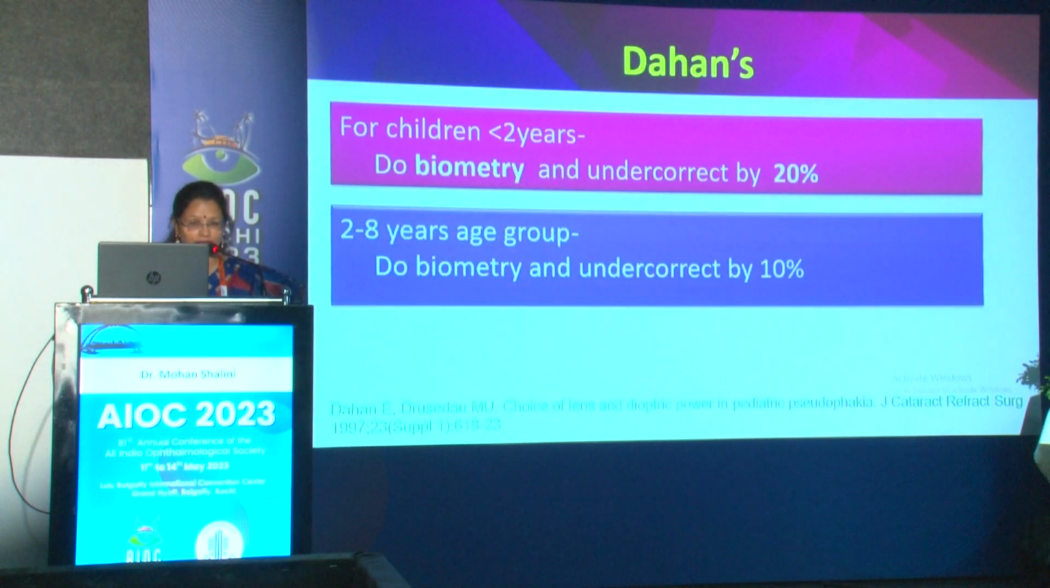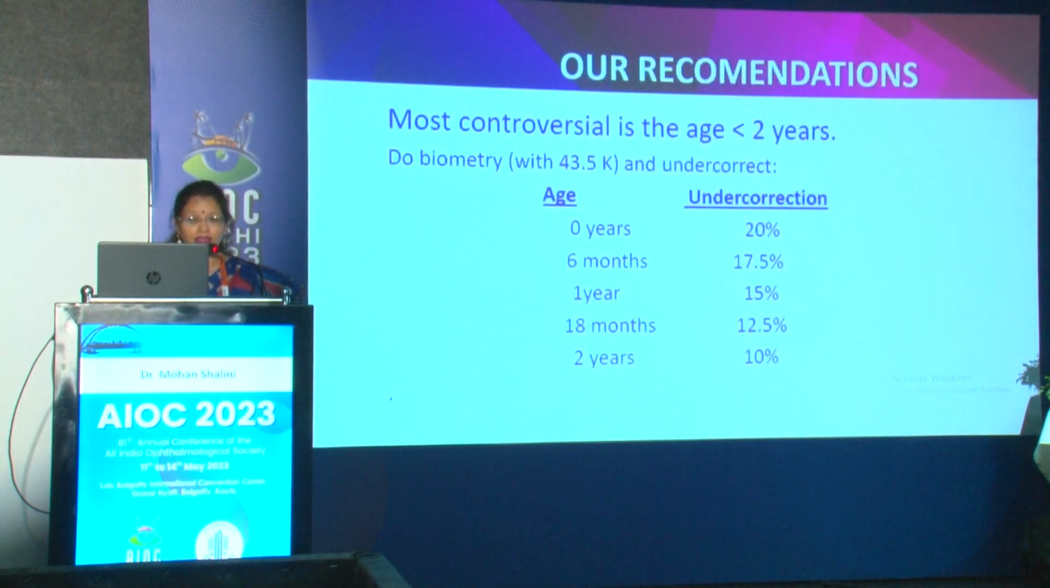We need to do undercorrection. For children under 2 years of age, we can do undercorrection by 20%, and for children between 2 to 8 years of age, we can do undercorrection by 10%. But the most controversial is the age of less than 2 years, because if we do undercorrection of exactly 20% up till 2 years of age, then there is a problem.